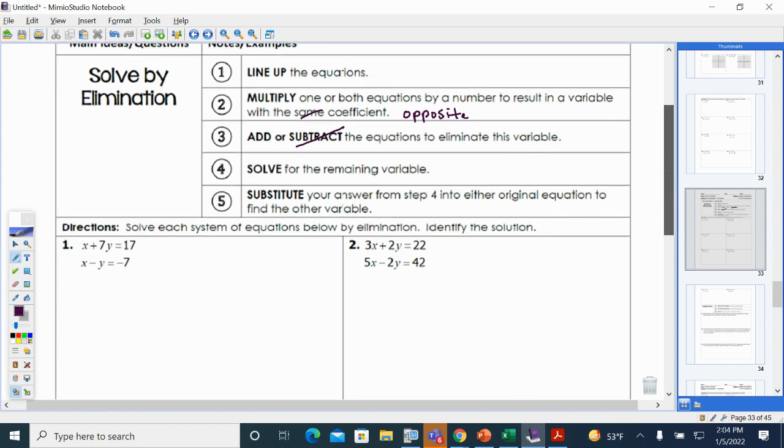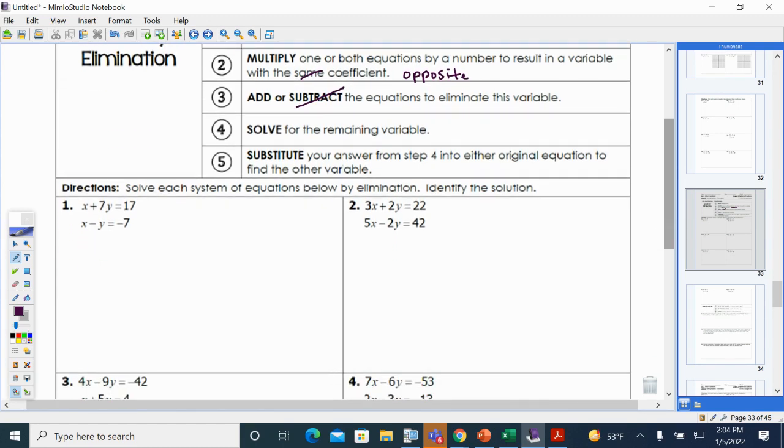So let's look at example number 2. We're going to start with an easy one. In example number 2, we've got 3x plus 2y equals 22, and 5x minus 2y is equal to 42. I want you to look at the y's. The coefficients, which are the numbers in front, on the y's are opposites of one another. One's a positive 2, one's a negative 2. That's what our goal is going to look like. We want one of our variables to have coefficients that are opposites of one another, so this is an example where we do not have to multiply to eliminate.